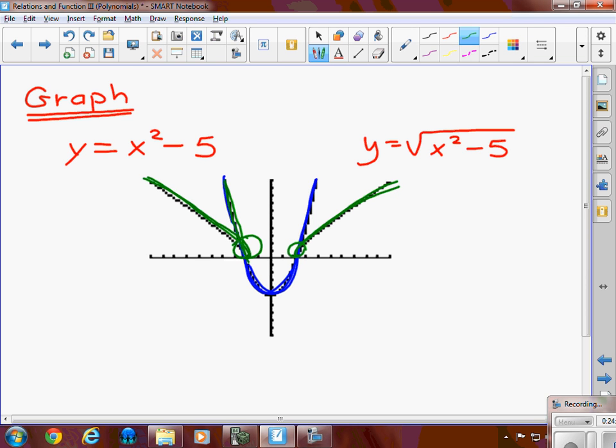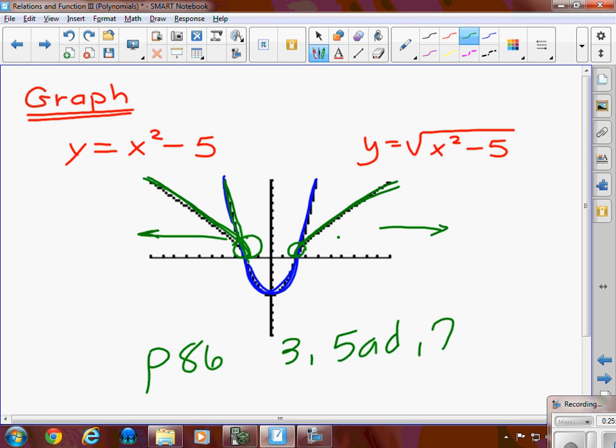And you could find your domain and range here, which will be a little different. Okay, our domain's going to have two sections to it. Everything less than that x value, and everything greater than this. So the domain would be written in two parts, and your range would just be greater than or equal to 0 in both cases.